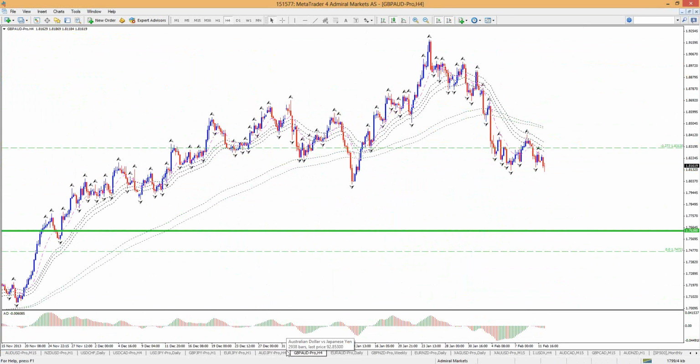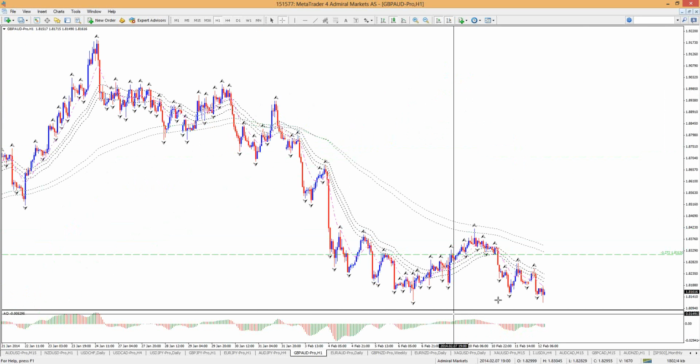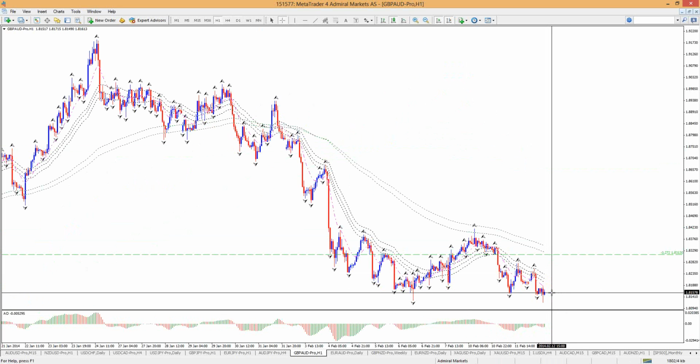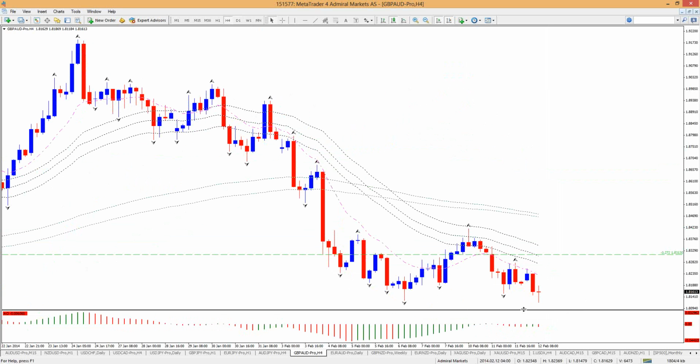Let's take a look at Pound Aussie. Pound Aussie is using the hourly black band as resistance at the moment, with the bearish 4-hour price action signals. At the moment, though, I don't see anything. We're right at the bottom, and that's not an interesting spot.